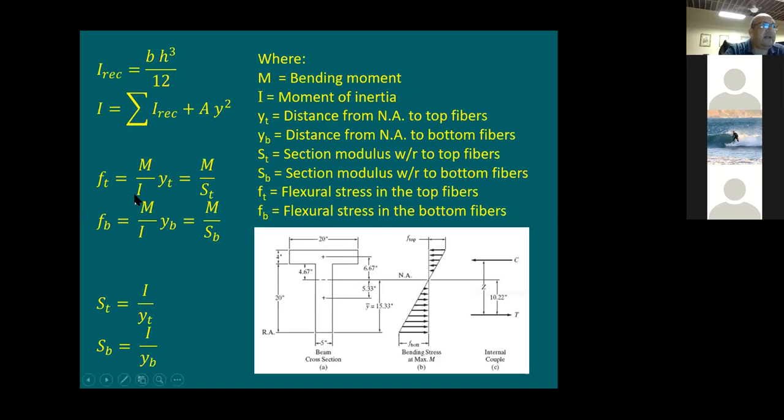If you would like to find the cracking moment, what do you do? You set FB to be the same as the cracking stress at the limit. You determine SB. Multiply SB by FB, which is the cracking stress in this case, and you get the cracking moment. Are we clear about this? Anyone has a question about this?